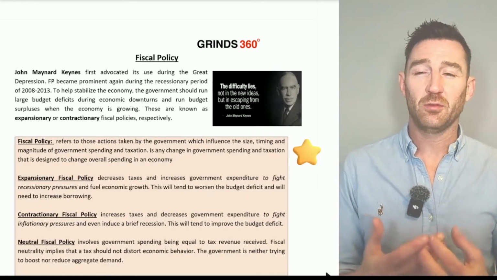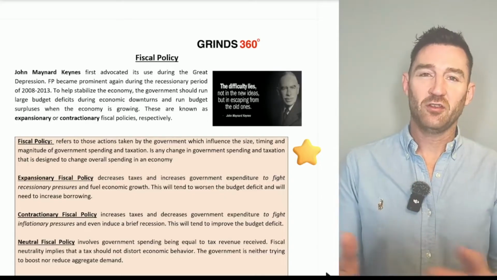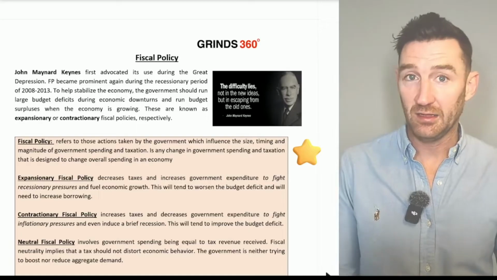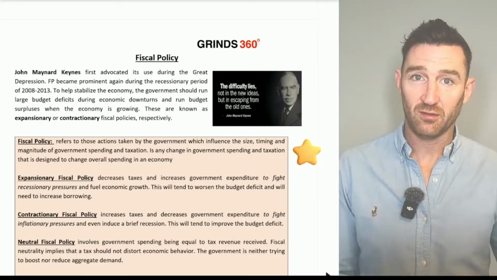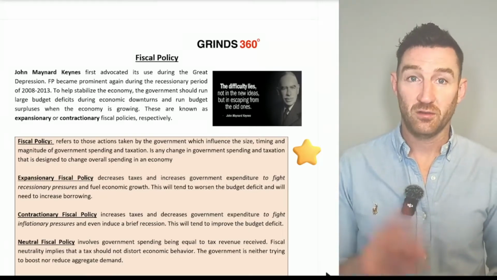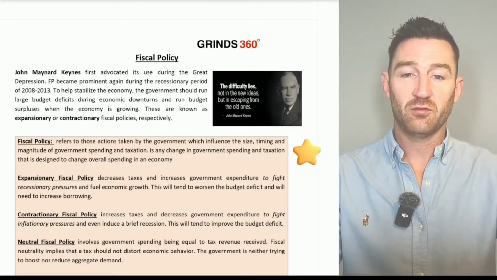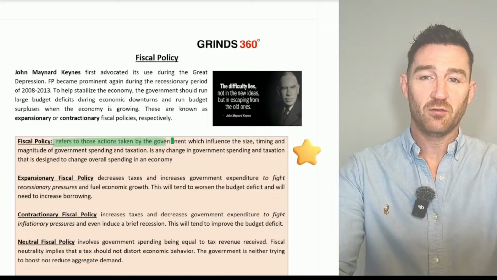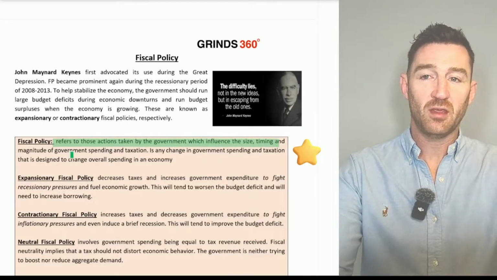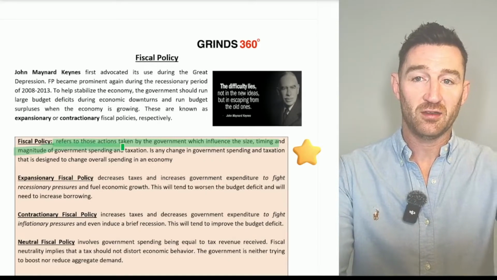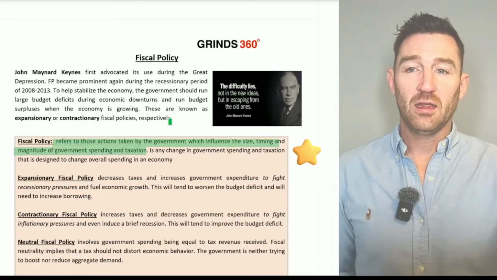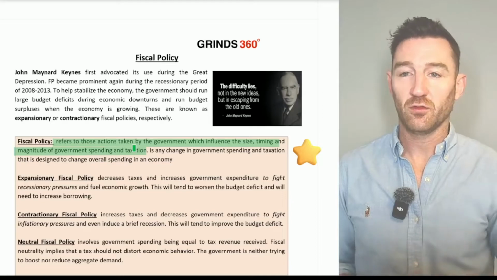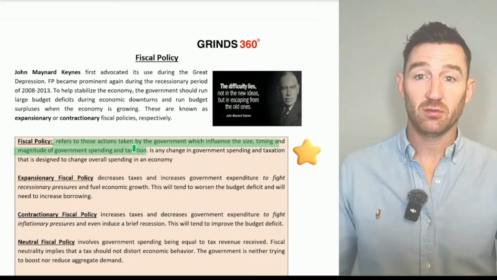Remember, most definitions are very wordy, but what it really is, is just trying to use taxes or spending to control the economy. So it's the government trying to use one of two things to achieve their economic aims. But this is the formal definition. It refers to those actions taken by the government which influence the size, timing, and magnitude of government spending and taxation. So really we're talking about the budget.